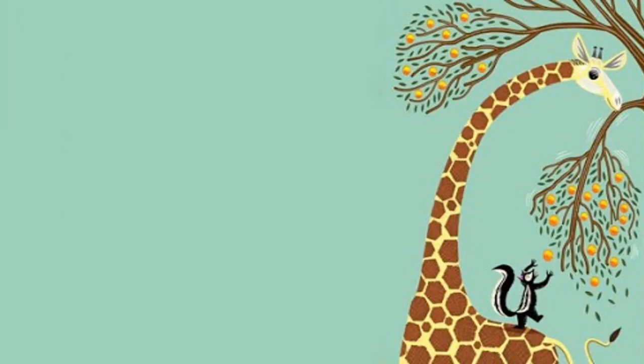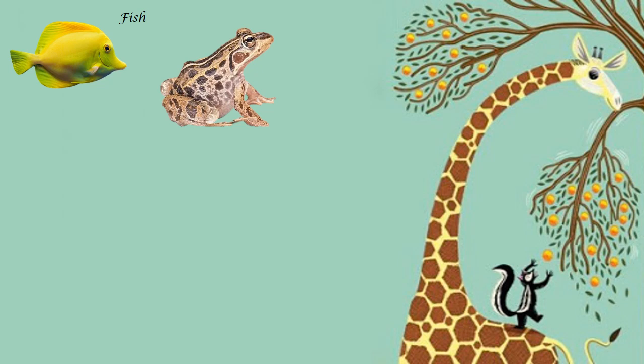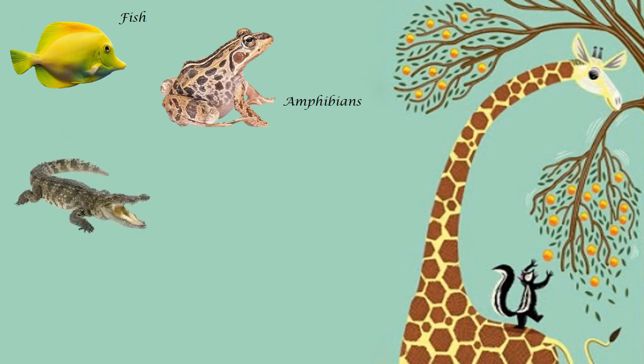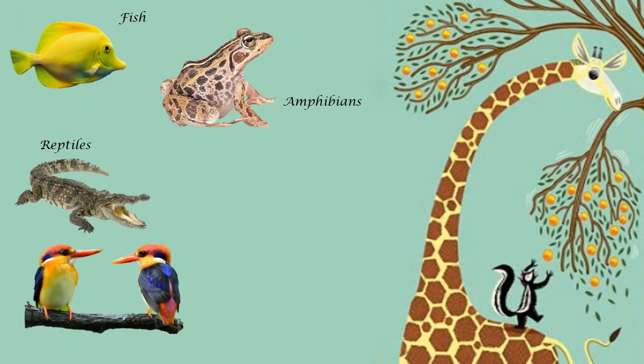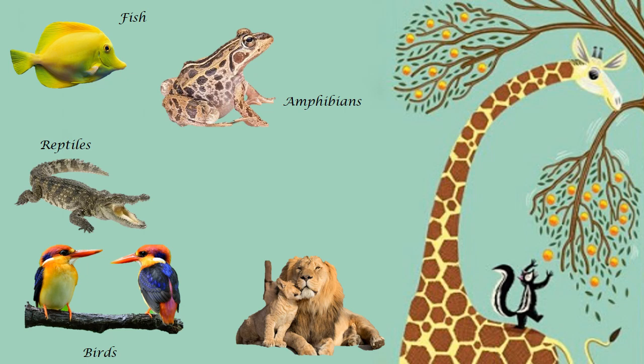Let me give you some more examples where we can discuss the other categories. Fish. What is this? Yes, it is a frog. It comes under amphibians. Crocodile. It comes under reptiles. Birds. What is this? Lion. It comes under mammals.